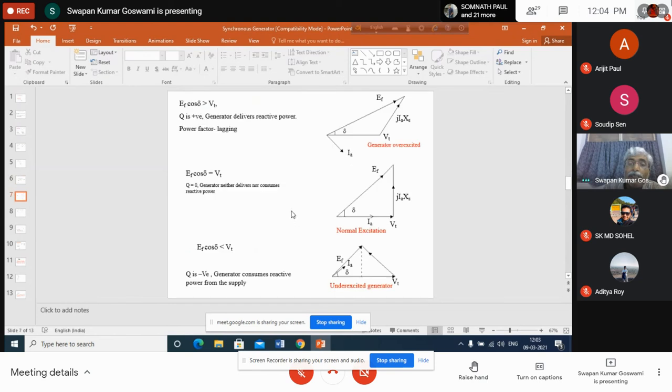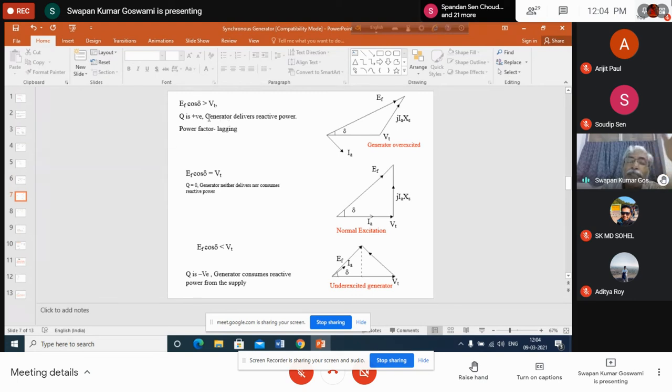Am I clear? So visualize this three phasor diagram. We have shown this separately here. Here, this is the terminal voltage. This is the induced EMF. This is the angle delta, and this is IA. JIA axis is 90 degrees with respect to this vector. Now in this case, since EF cosine delta is greater than VT, Q will be positive.